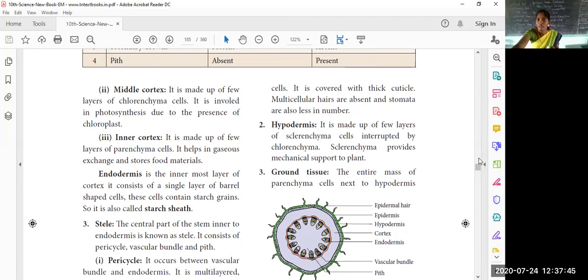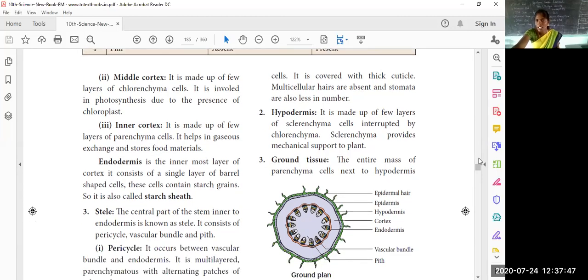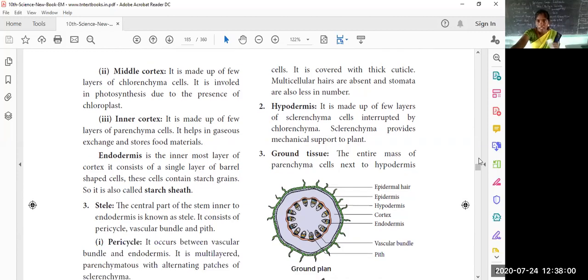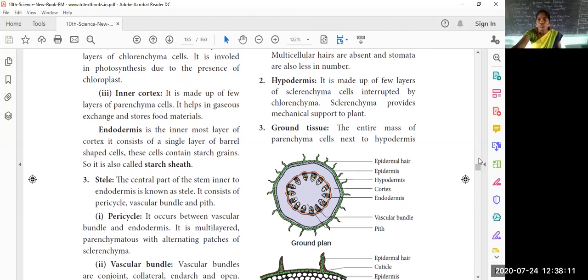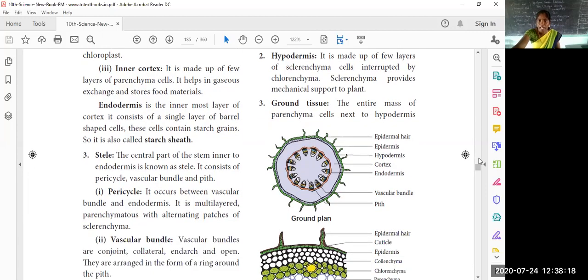Hypodermis is made up of a few layers of sclerenchyma cells. These cells are only present in the hypodermis region. The sclerenchyma cells are interrupted by chlorenchyma. Sclerenchyma provides mechanical support to the plant, and chlorenchyma cells are helpful in the process of photosynthesis. Next, ground tissue. The entire mass of parenchyma cells next to the hypodermis is called the ground tissue.